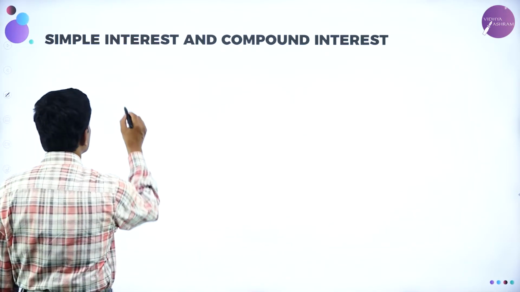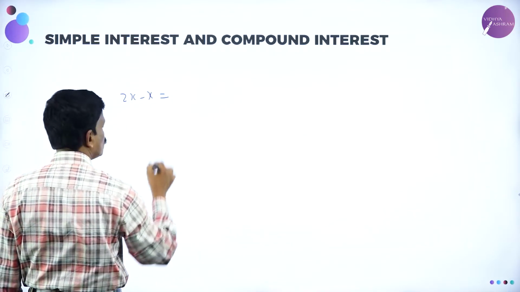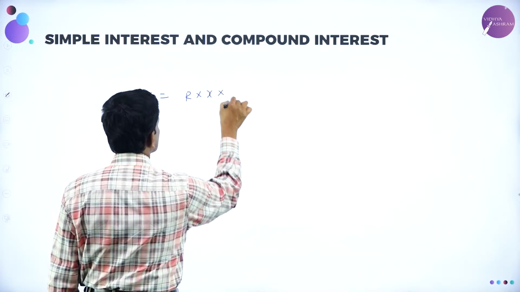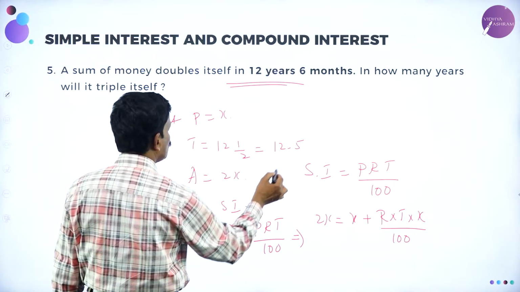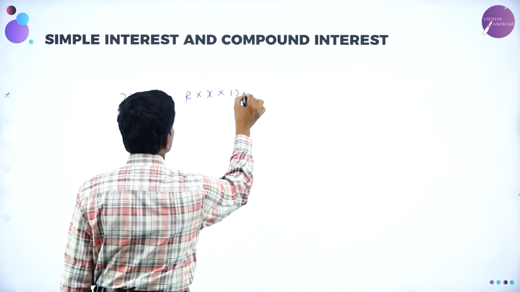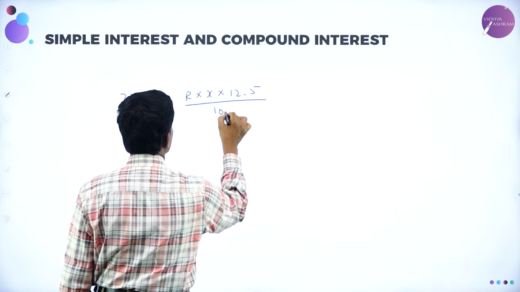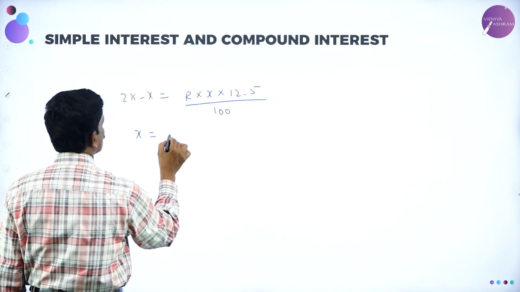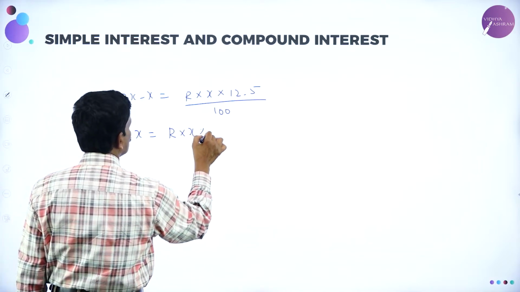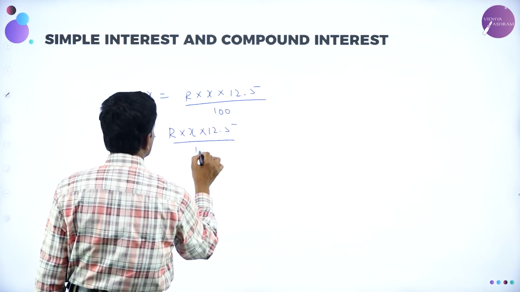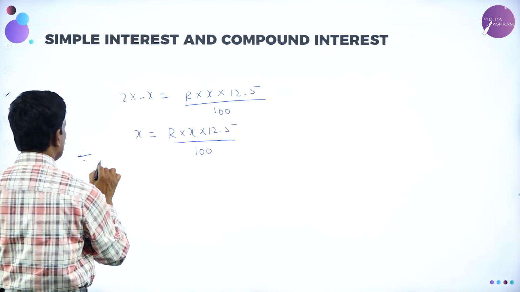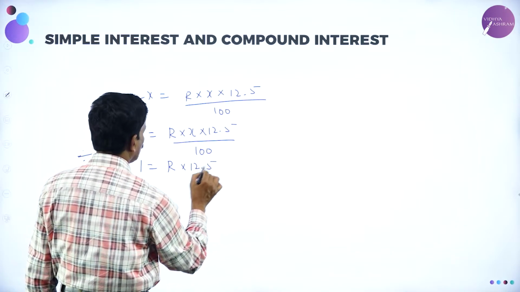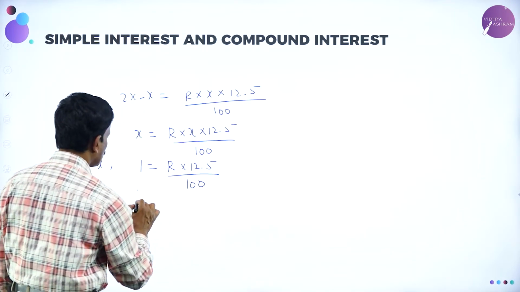So, 2x minus x is equal to r into x into time. Time is given. What is the time? 12.5. So, 12.5 divided by 100. Now, this is 2x minus x. 2x minus x is equal to r into x into 12.5 divided by 100. So, divide by x, then 1 is equal to r into 12.5 divided by 100. Cross multiply.